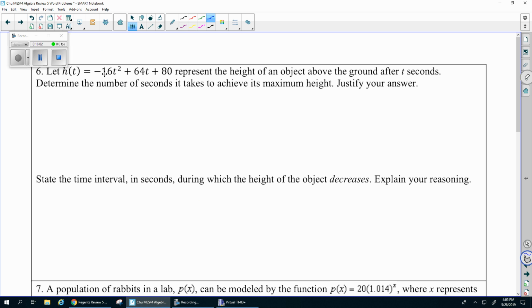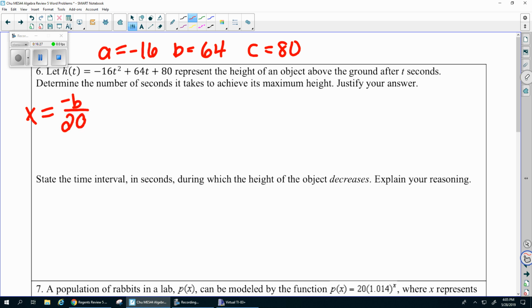Question 6. Let h of t equal this equation represent the height of an object above the ground after t seconds. Determine the number of seconds it takes to achieve its maximum height. Justify your answer. Maximum height is at our vertex. And if you remember how to find the vertex, what we want to do is first plug into our equation for line of symmetry.